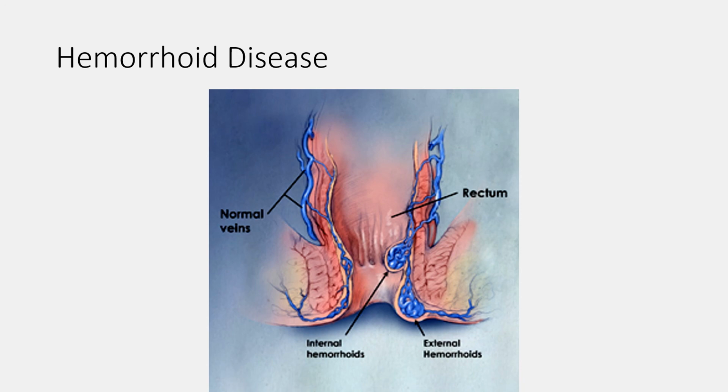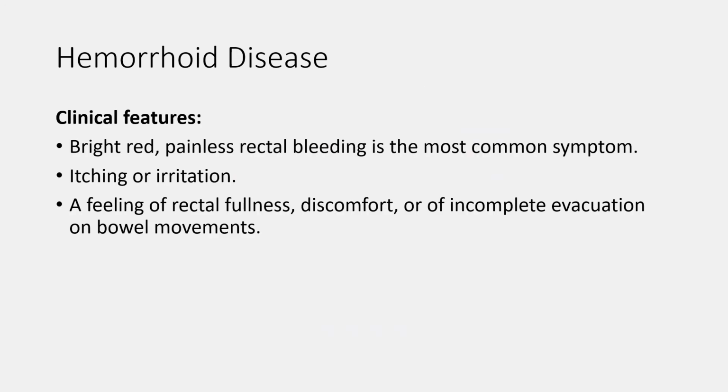For clinical features, bright red, painless rectal bleeding is the most common symptom. Anal itching or irritation may occur. A feeling of rectal fullness, discomfort, or of incomplete evacuation on bowel movements may be present.